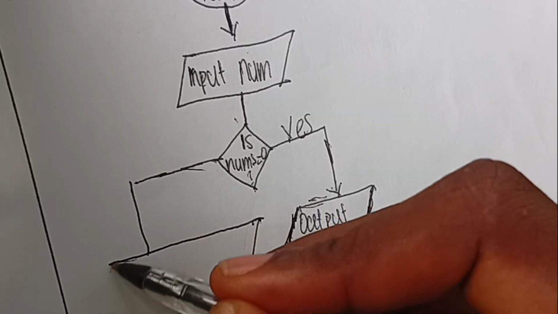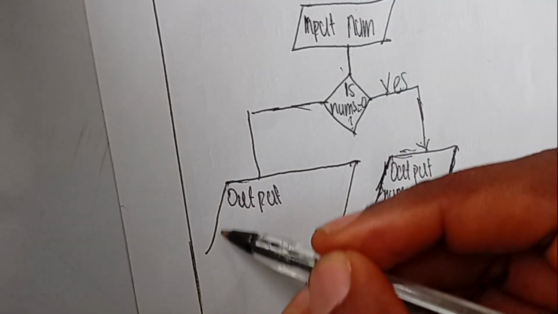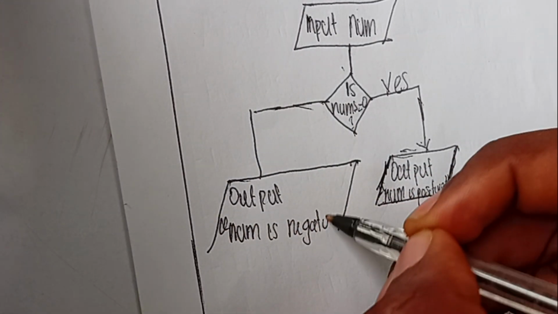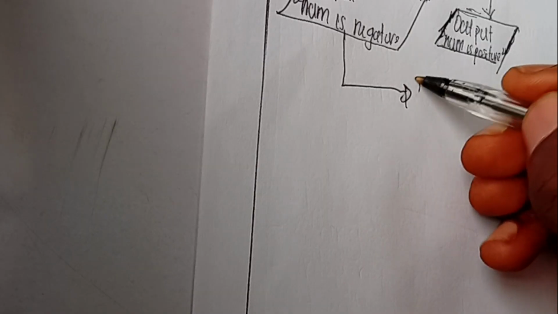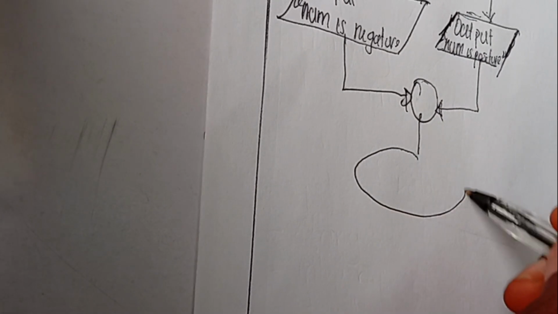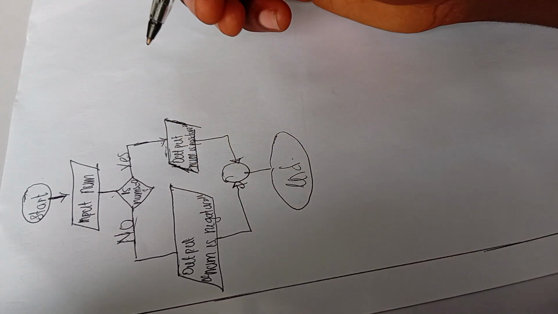So okay, we want to output num is negative. This is the case of a no. And well, with our old friend the connector, okay, I feel like he's too big here, but anyhow, at least he's still a circle, not a terminal, and we want to end. Yeah, I forgot that. So yeah, that's how.